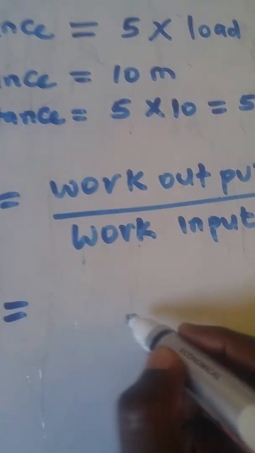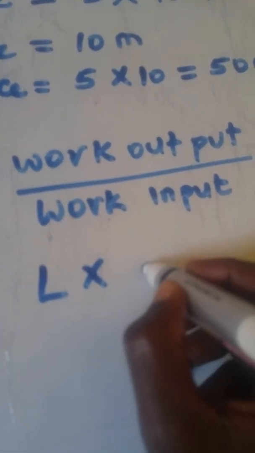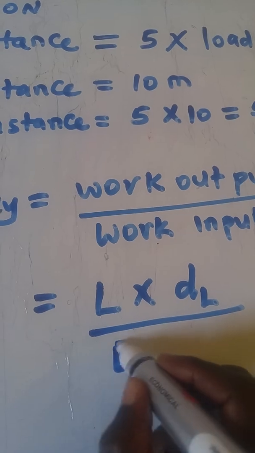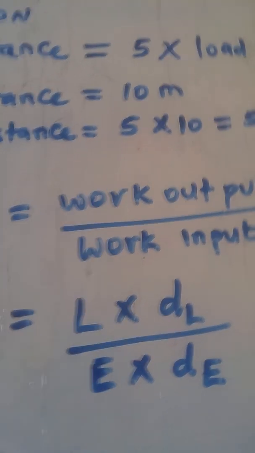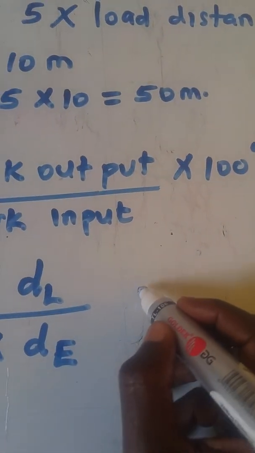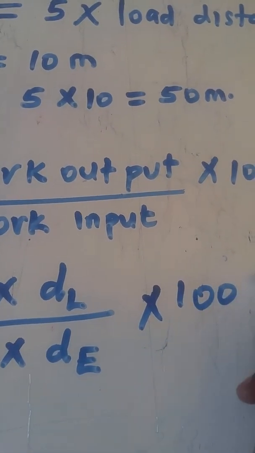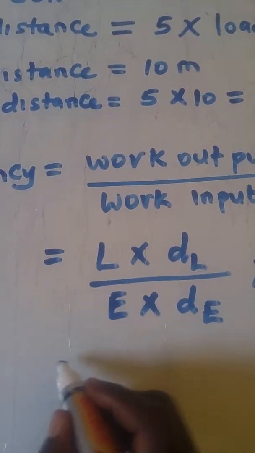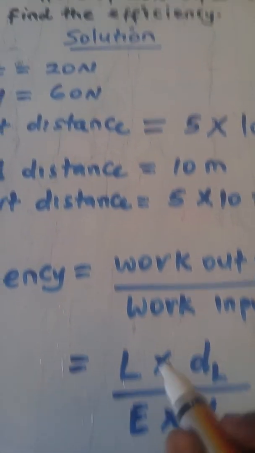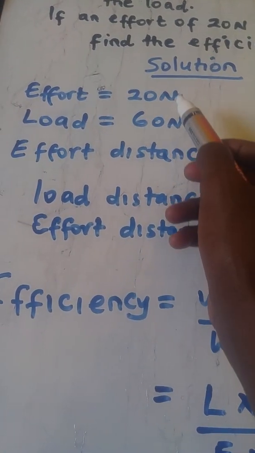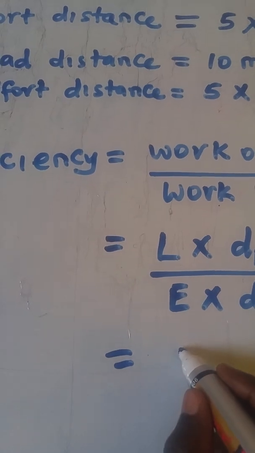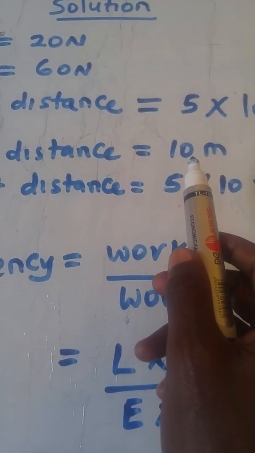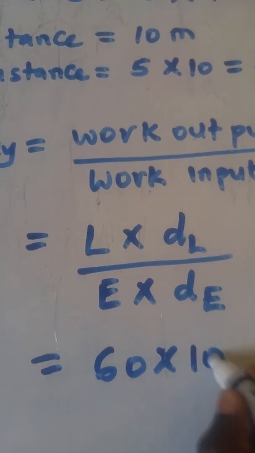We said work output is the work done by the load, which is the same as load times the distance moved by the load. We divide by effort times the distance moved by the effort. That is the work input. And then we multiply by 100%, the way it appears here. Now, if we are to substitute, what shall we get? The load, we are given as 60 newtons. So our load is 60. Then here, what is the load distance? We said it is 10, assuming it is 10. So you write here 10.